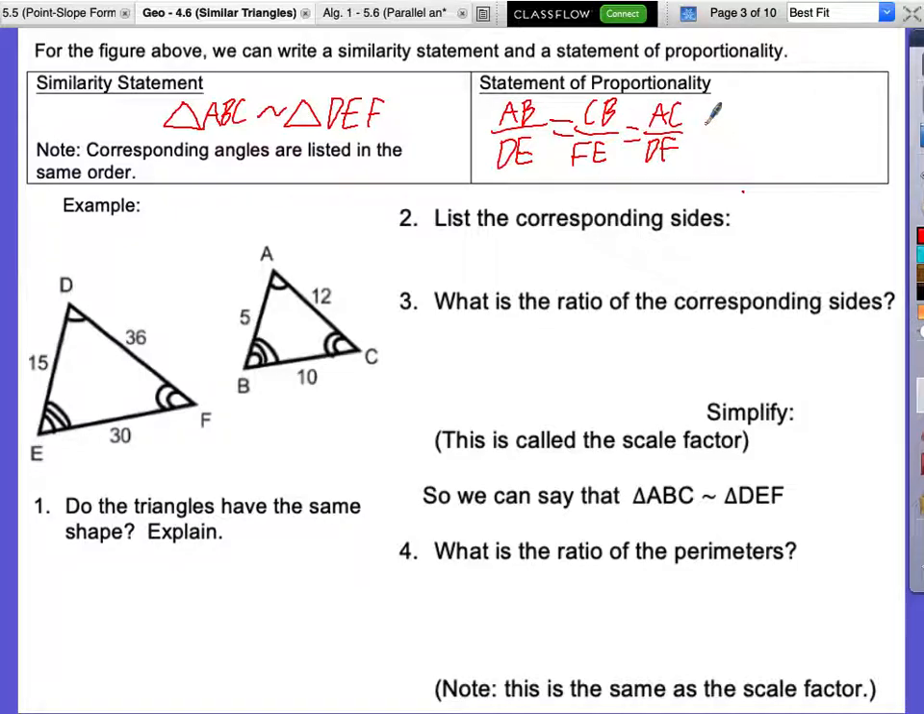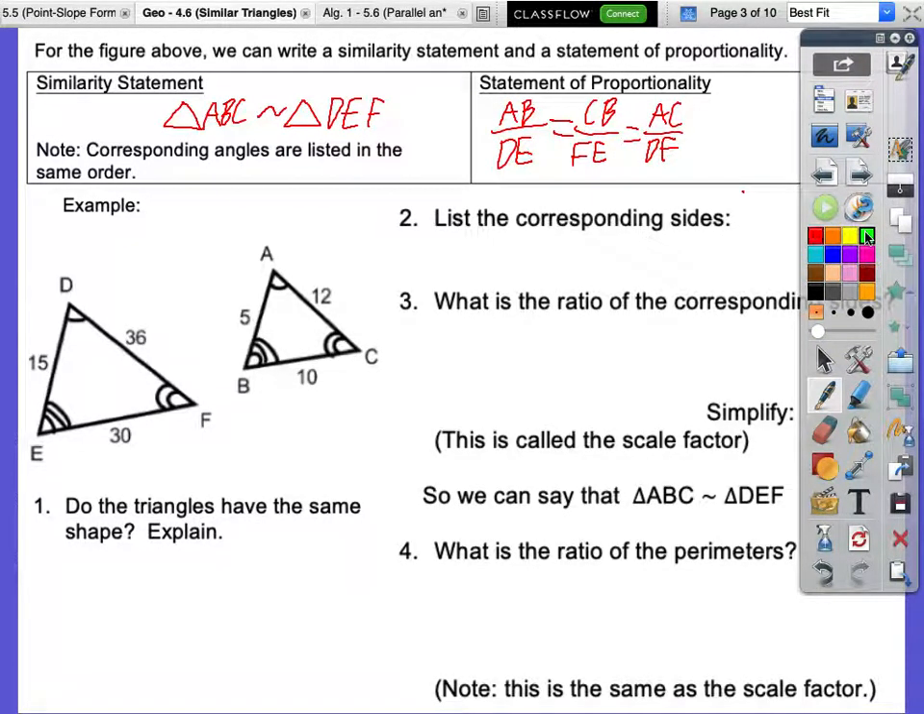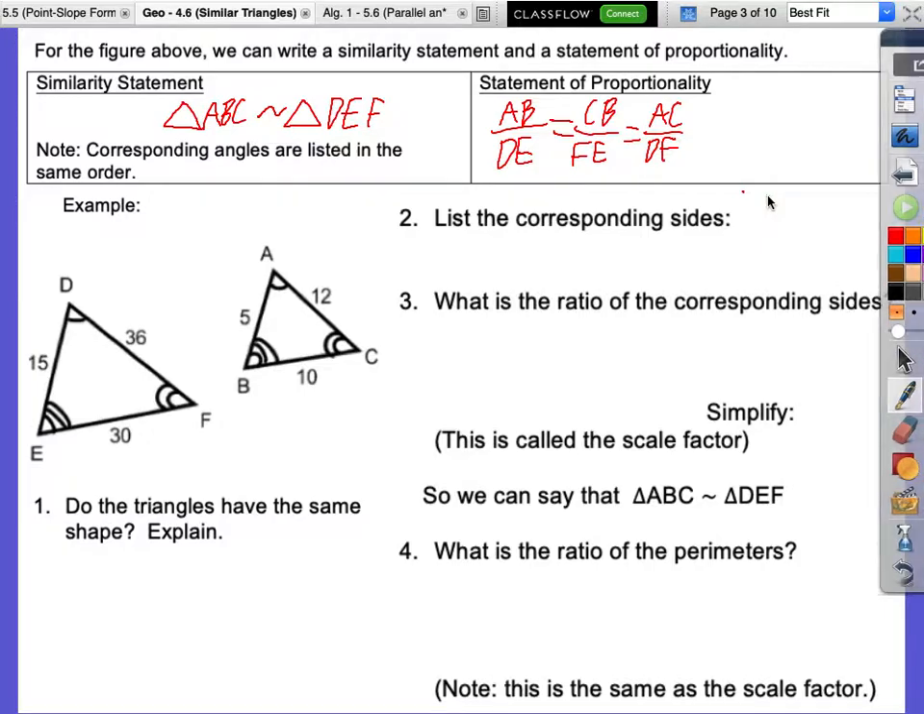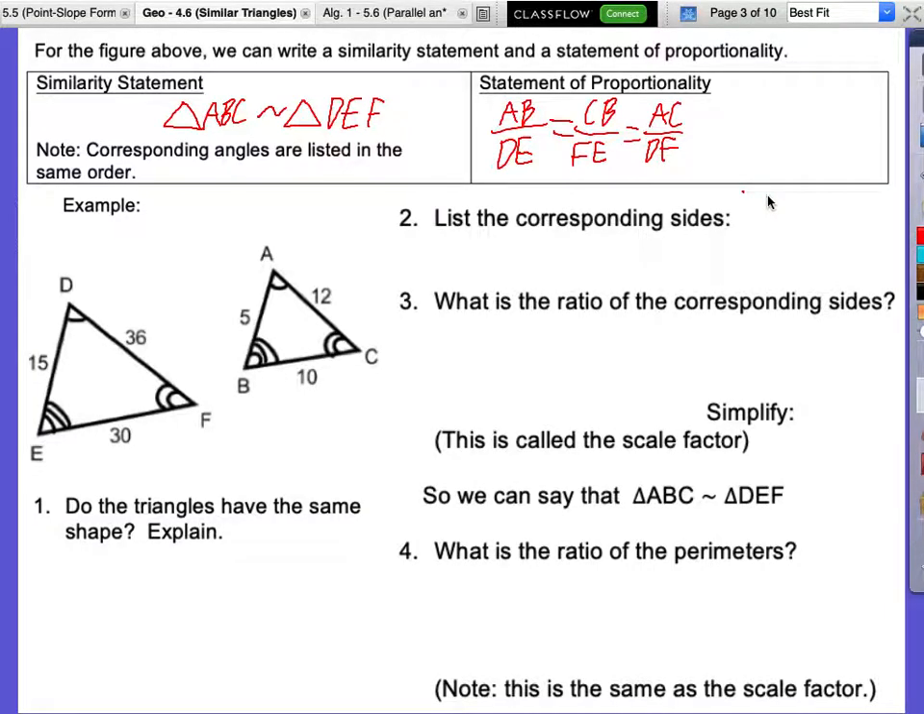So in this example now, we're moving on to a different example. Let's list our corresponding sides. Side AB corresponds with what? Side AB corresponds with DE. 1 arc to 3 arcs for the angles. Can you give me another two sides that correspond? Nick. CB and FE. Okay, side CB and side FE. Very good.